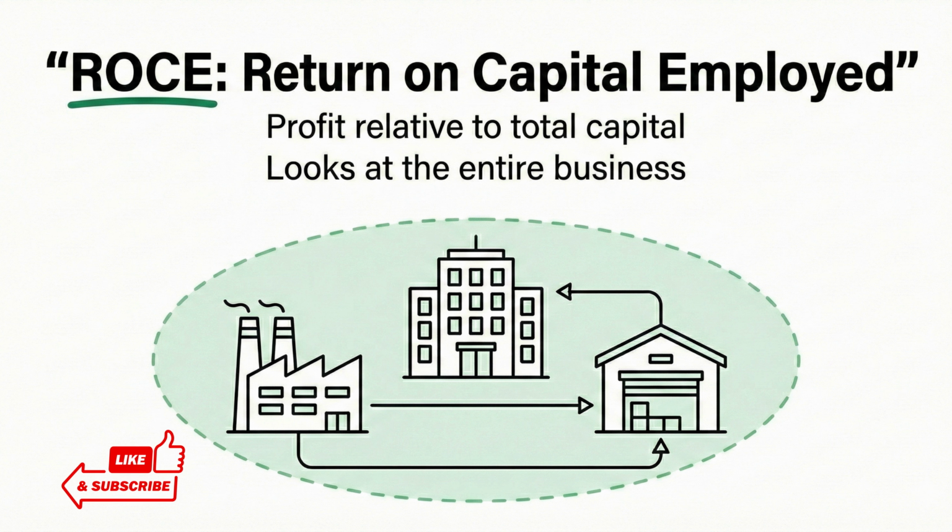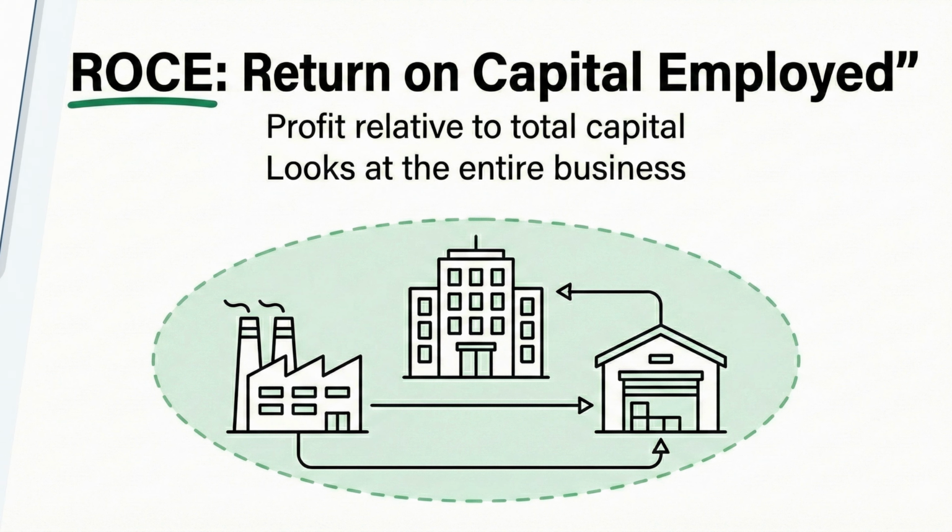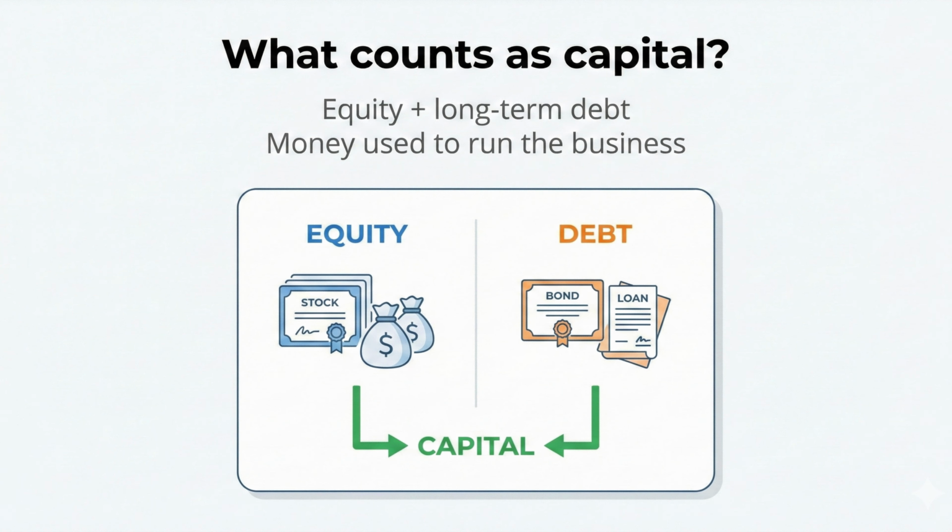It answers one simple question. For every dollar of capital invested in the business, how much operating profit is it generating? Capital here includes money from shareholders and money borrowed through debt. So ROCE looks at the entire business, not just equity.